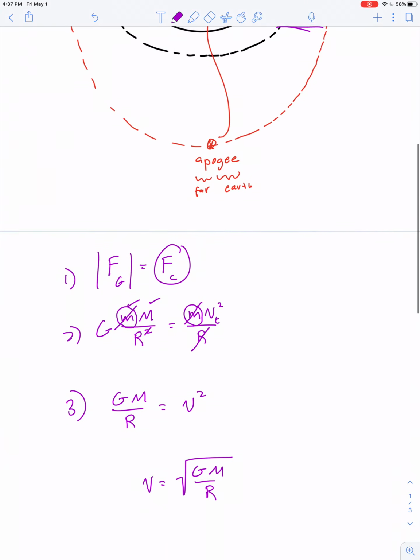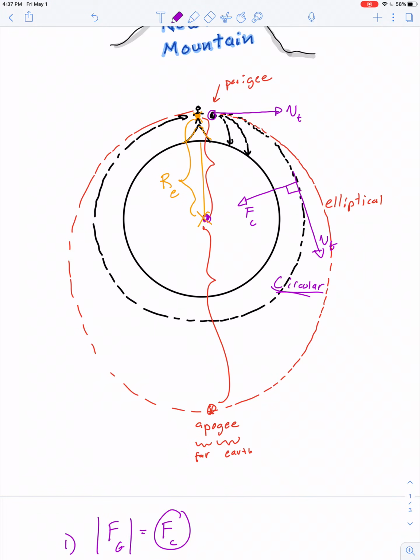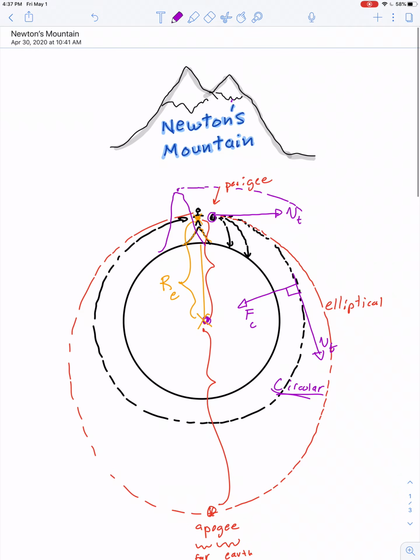Now, if Newton's Mountain extended beyond the Earth's atmosphere, you could get to a distance that's great enough that the object now represents a satellite that permanently remains in orbit. There's a lot of reasons why this is just a thought experiment.